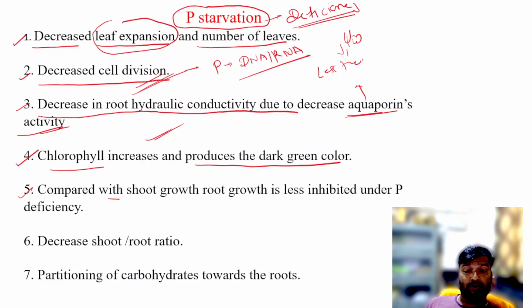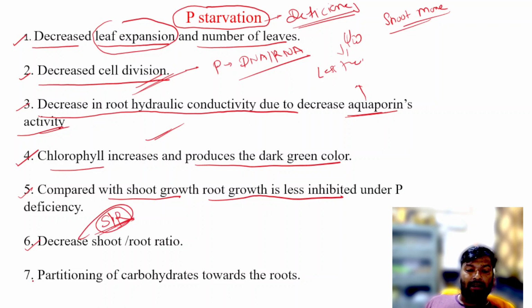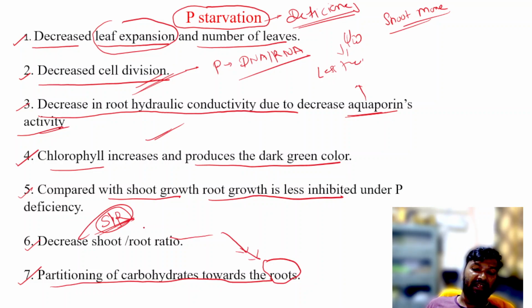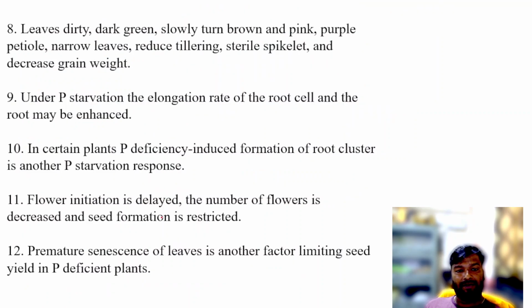Next, compared with the shoot growth, root growth is less inhibited, means shoot growth is more affected under the phosphorus deficiency. So it decrease the shoot root ratio. Okay. Also, there is partitioning of the carbohydrates toward the roots. So if more partitioning there will be toward the root, there is an increase in the root but decrease in the shoot growth. Okay. Then leaves are dirty, dark green and slowly turn brown and pink color.